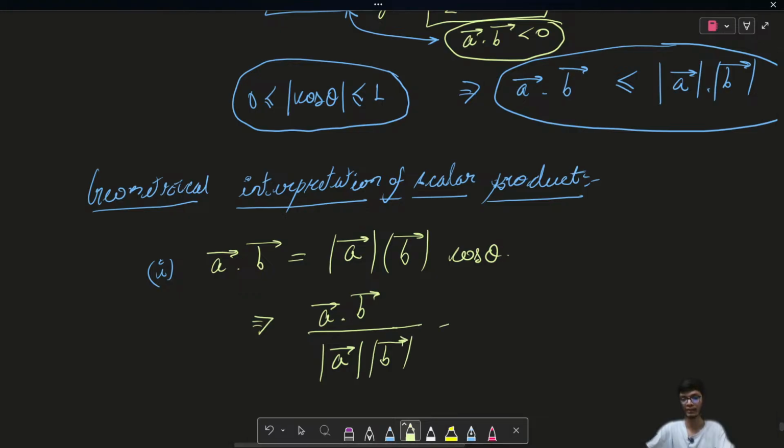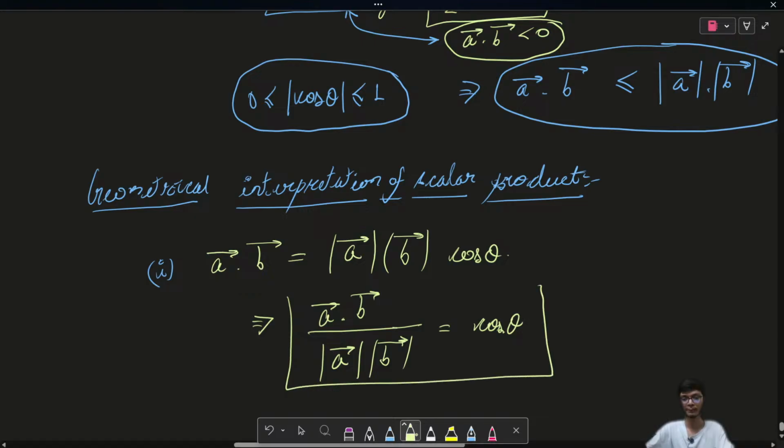Since these are real numbers, I can divide it. So this will give me the answer for cos of theta.